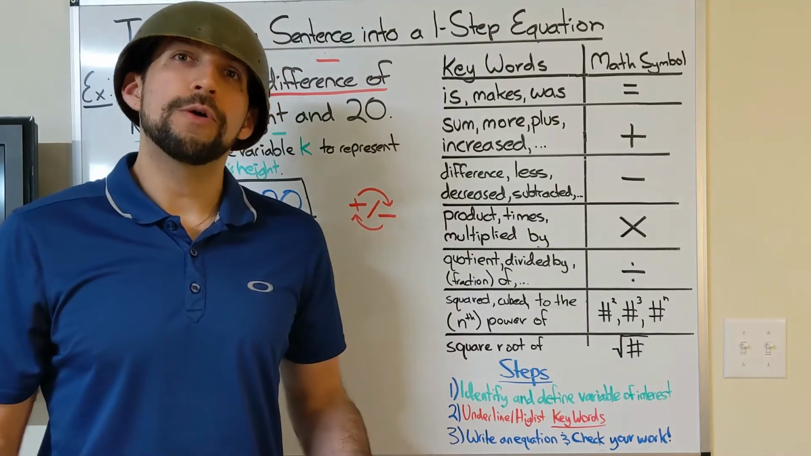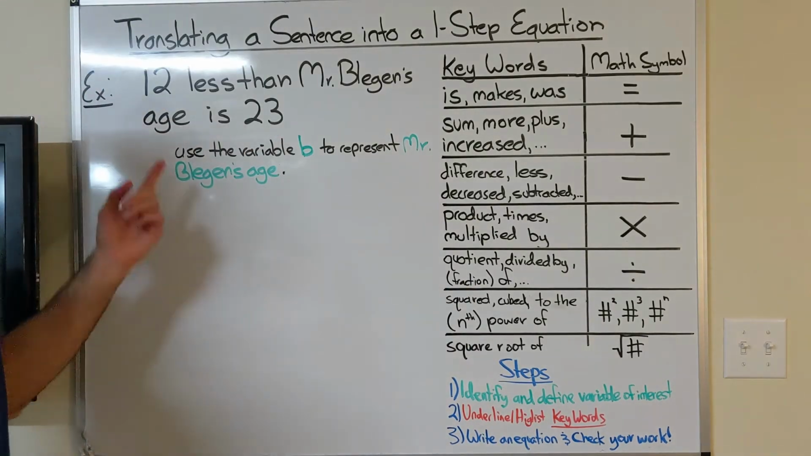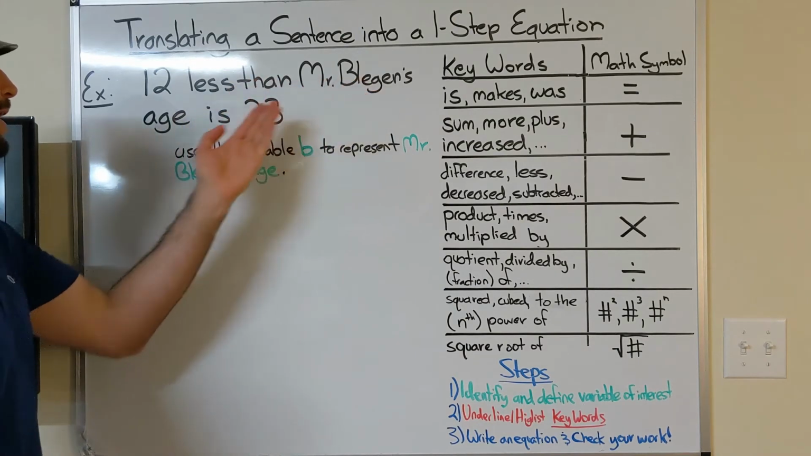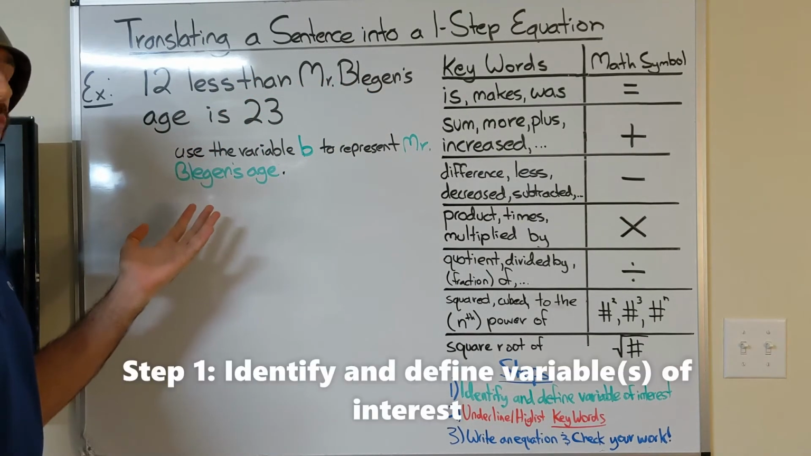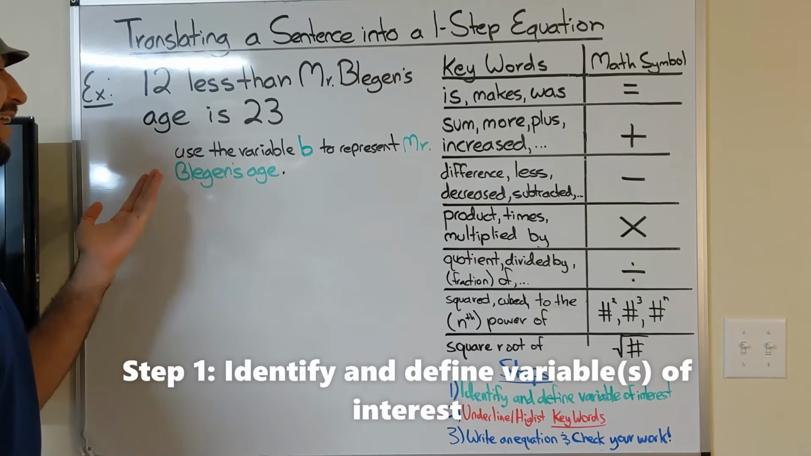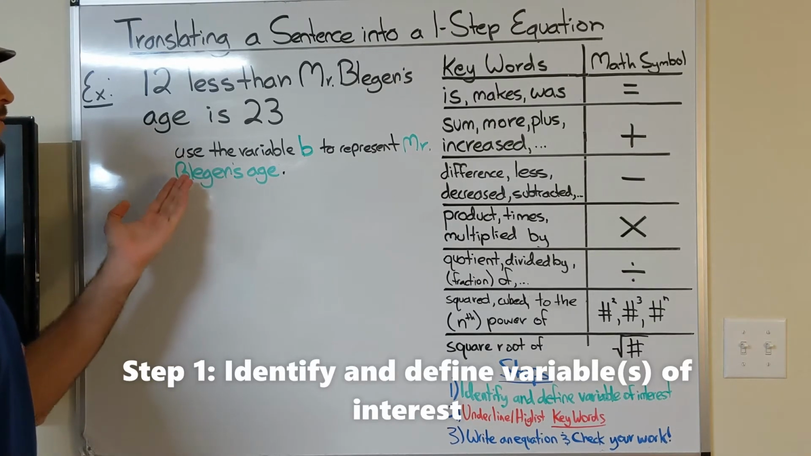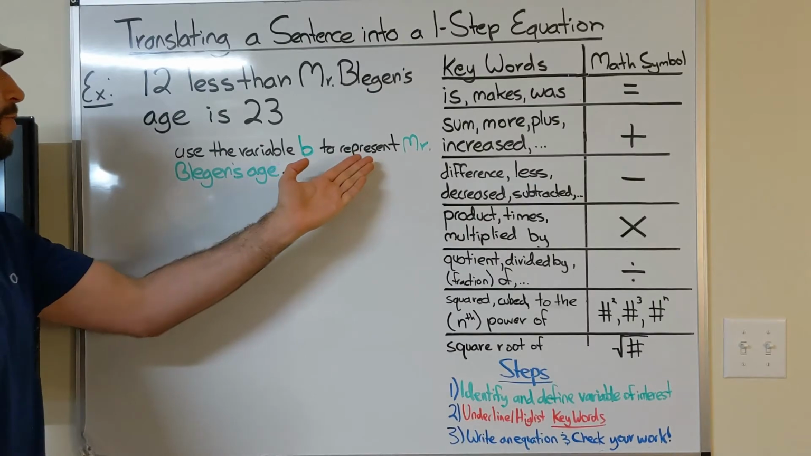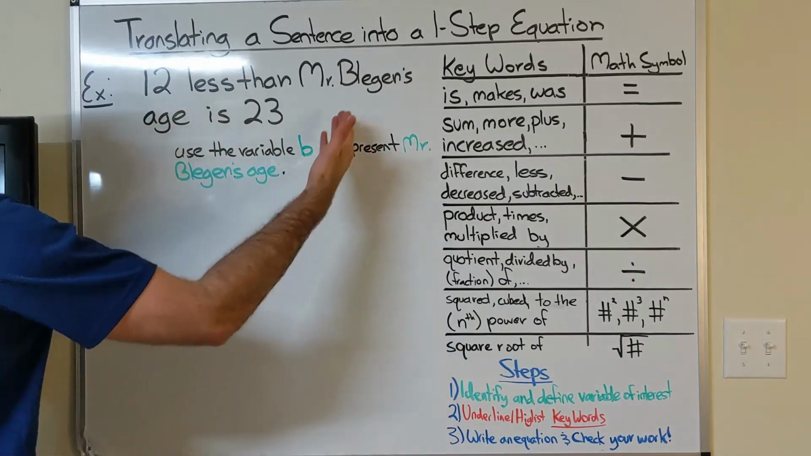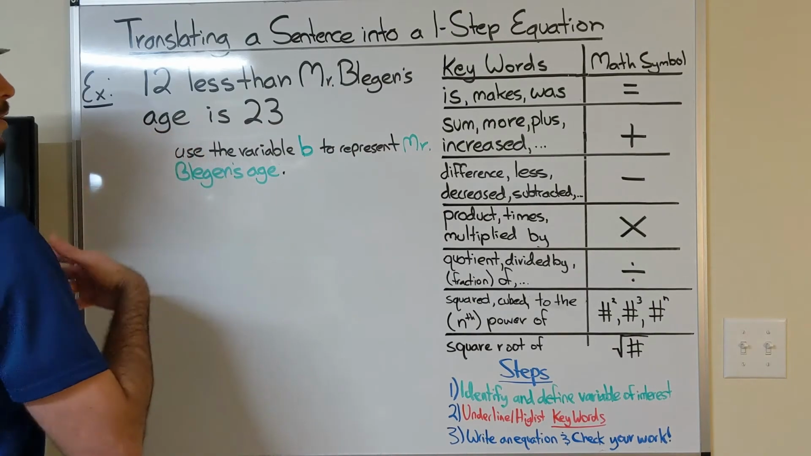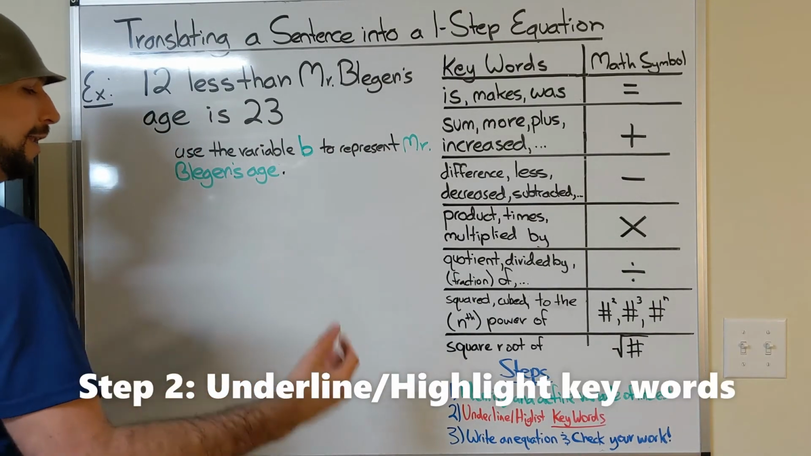We'll do one more. This one's a little personal. Here we have 12 less than Mr. Blegan's age is 23. Again, they've already done step 1 for us, which is to identify and define the variable of interest. They tell us to use the variable b to represent Mr. Blegan's age. So we already know that b will be Mr. Blegan's age. So the second step is to underline and highlight keywords.